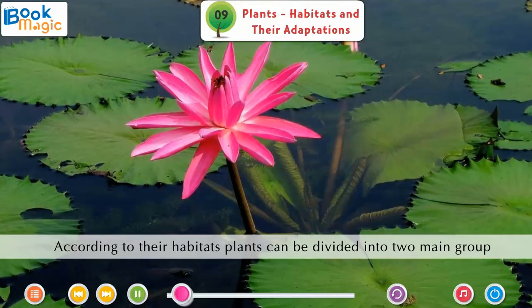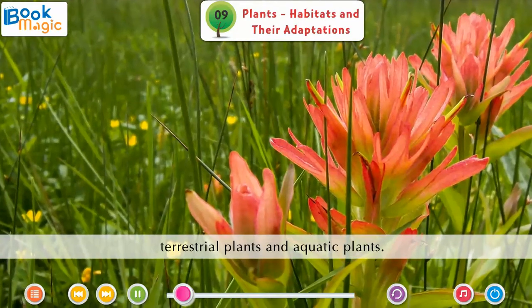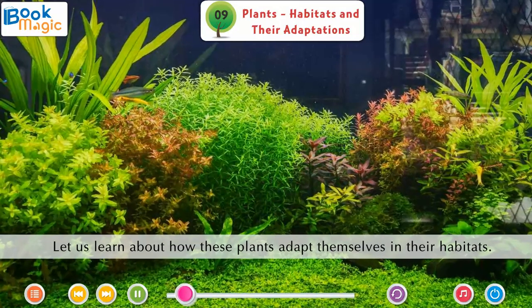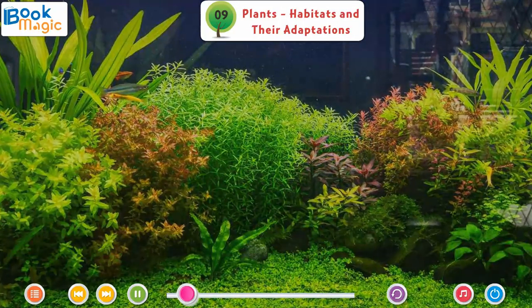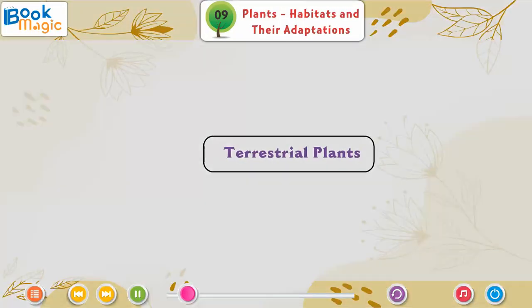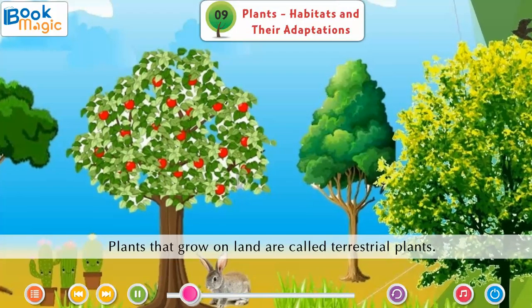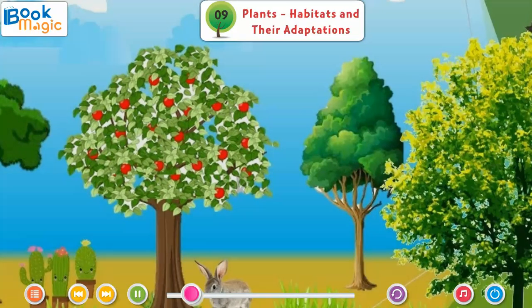According to their habitats, plants can be divided into two main groups, terrestrial plants and aquatic plants. Let us learn about how these plants adapt themselves in their habitats. Terrestrial plants. Plants that grow on land are called terrestrial plants. Different kinds of plants grow on different landforms.